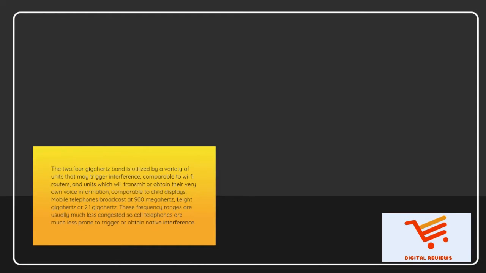Cellular phones broadcast at 900 MHz, 1.8 GHz or 2.1 GHz. These frequency ranges are usually less congested, so cell phones are less likely to cause or receive local interference.